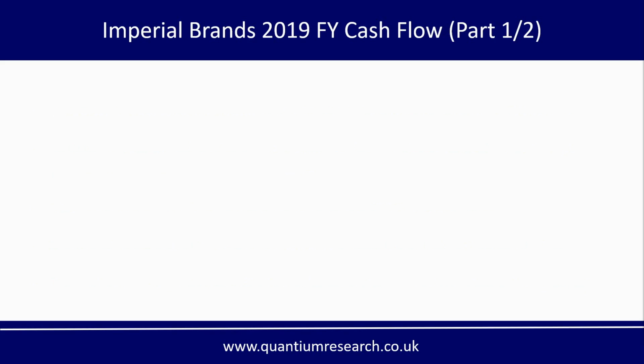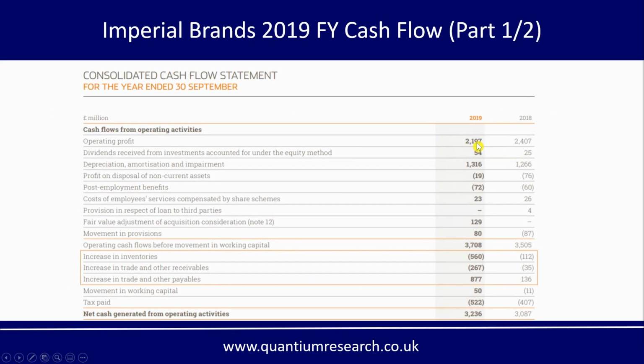So now we're going to have a look at Imperial Brands' 2019 full year cash flow statement, and we've divided it into two parts. This is just a brief example. We're not going to spend too much time on it, but you can see things that we can highlight here. Operating profit, that's the money that the business is making that's coming into their accounts. You can see 2,197, and that's in millions, so that's just under 2.2 billion pounds, and that's down from their 2018 performance. And if you look at some other terms, you probably wouldn't have heard of depreciation, amortization, and impairments, but we will have a separate video on that.